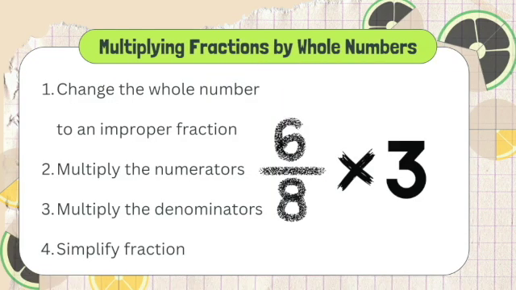Now let's multiply fractions by whole numbers. So change the whole number to an improper fraction, multiply the numerators, multiply the denominators, and simplify the fraction. So let's pause the video here and take a second to answer this question.